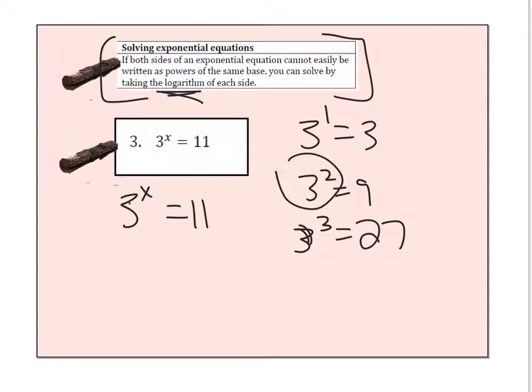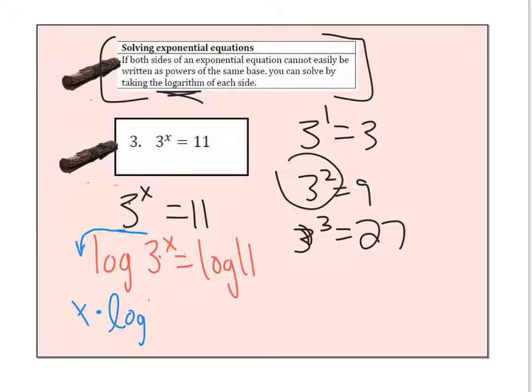So what we do is we take the common log of both sides. I'm going to take the log of 3 to the x equals the log of 11. Now that I've taken that to both sides, I'm going to use the property that we learned before, and I'm going to take this and bring this out front. So I'm going to have x times the log of 3 equals the log of 11.